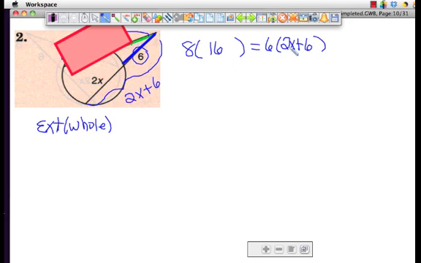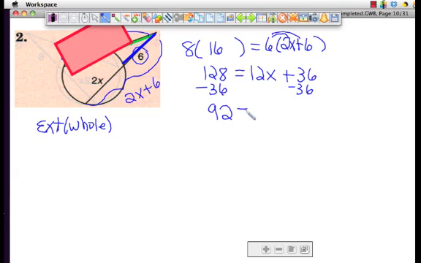All right, so all you have left is algebra. 8 times 16 comes to 128. That equals, distribute, 6 times 2x is 12x, plus 6 times 6 is 36. When you subtract 36 from both sides, you get 92 equals 12x, and when you divide by 12, it's not going to be a whole number. It's going to be about 7.7.